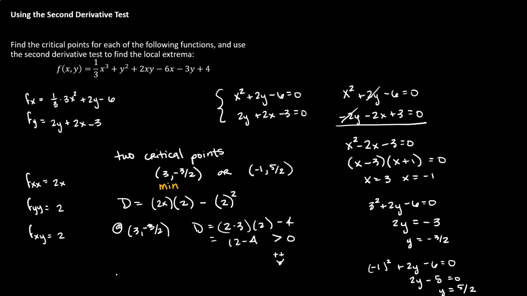Now we need to test the other critical point. So at (-1, 5/2), we'll calculate the discriminant again. That becomes 2 times -1 times 2 minus 4, or -4 minus 4, which gives us -8. In this case, our discriminant is negative. So we know from the second derivative test that we just found a saddle.